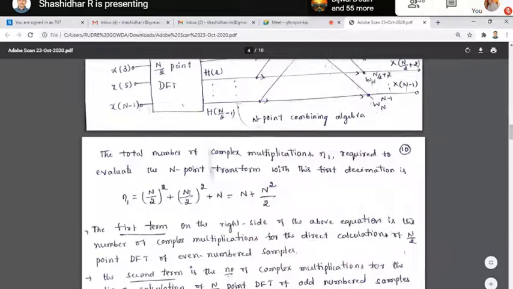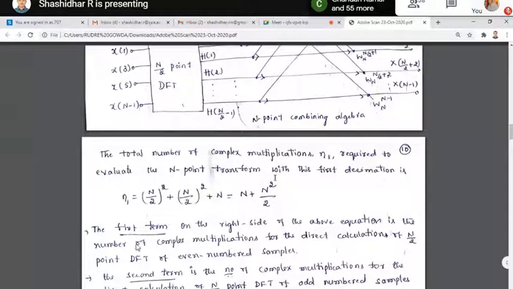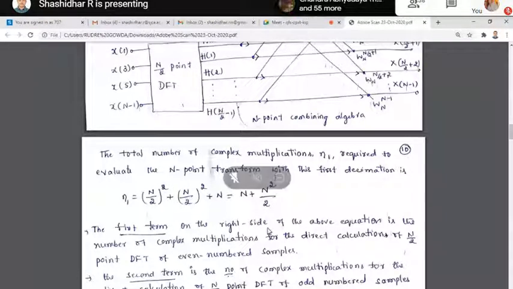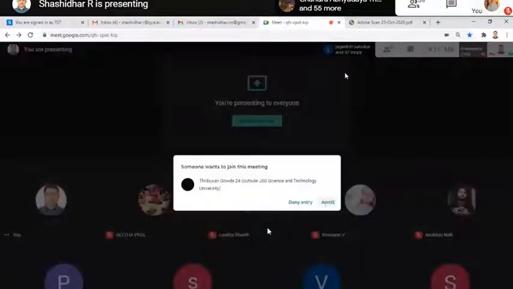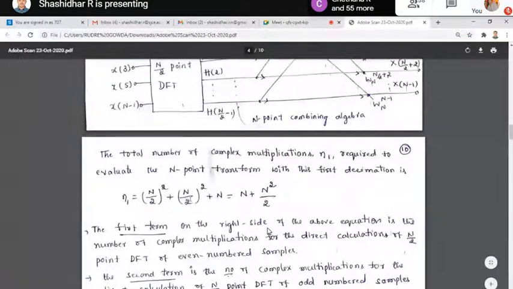The first stage is what we discussed. If the total number of complex multiplications required to evaluate the N-point transform with the first decimation is η, then η = η1 = (N/2)² + (N/2)² + N, which we can write as N + N²/2.